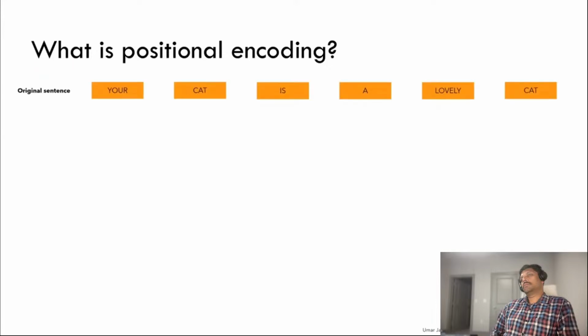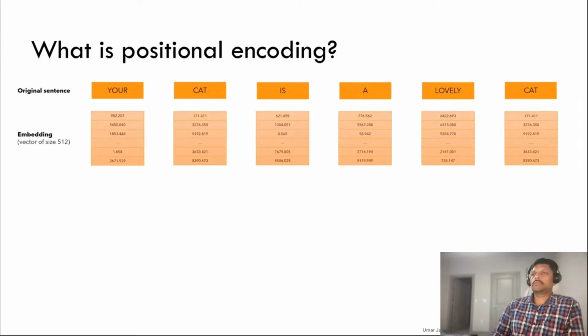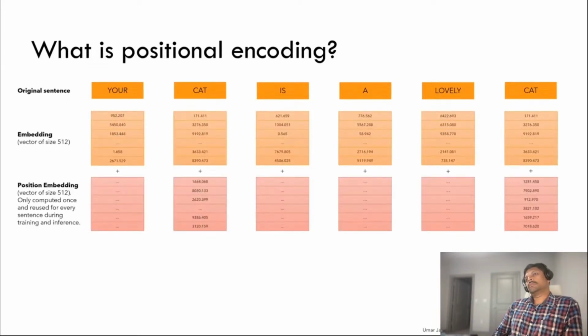Imagine we have our original sentence, "your cat is a lovely cat". What we do is we first convert it into embeddings using the previous layer, the input embeddings, and these are embeddings of size 512. Then we create some special vectors called the positional encoding vectors that we add to these embeddings. This vector we see here in red is a vector of size 512, which is not learned. It's computed once and not learned along with the training process. It's fixed. And this vector represents the position of the word inside of the sentence.